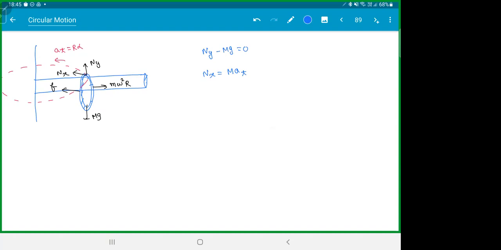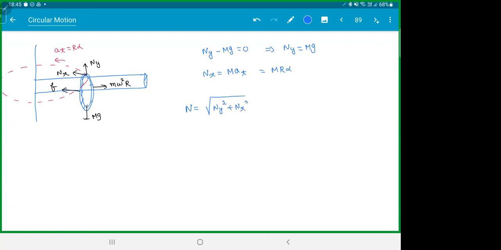Are you getting this? So the two components are playing two roles. The normal reaction in the y direction is balancing the weight, and the horizontal one is providing the tangential acceleration. The ring is not at rest, it is accelerating. So Ny is mg, and this will be m r alpha. So the normal reaction will be root over Ny square plus Nx square.